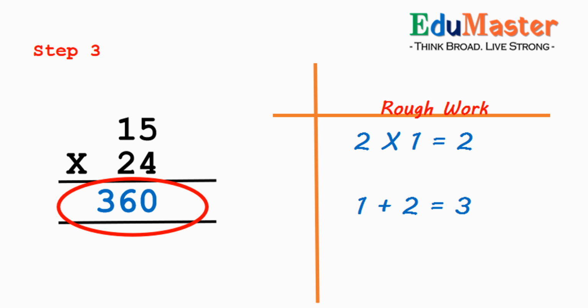Now we multiply 2 with 1. That gives us 2. Add this result with the previous one, that is add 1 with 2, that gives us 3. Hence write 3 in 100th place. So we get the answer, that is 360.